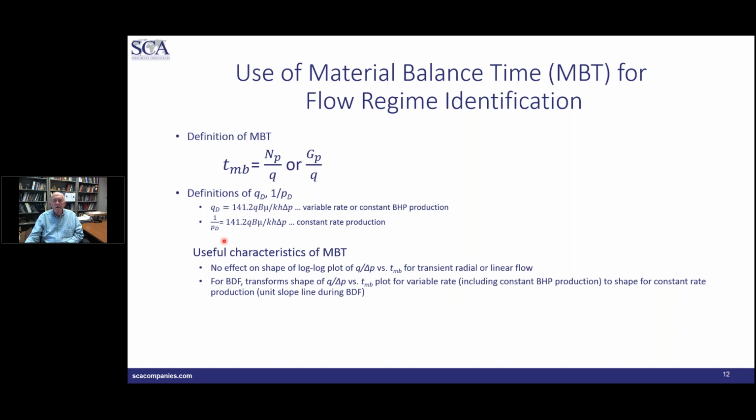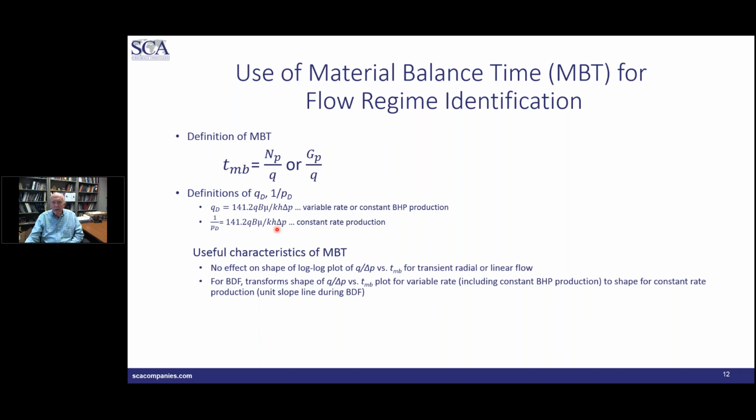Another solution to the flow equations that we can find is a solution for constant rate production. And we use the symbol P sub D for that solution. Notice that the reciprocal of P sub D has exactly the same form as the solution for constant bottom hole pressure. That is, the same terms are here. Of course, there's a difference in the quantities within these definitions. For constant bottom hole pressure production, delta P is constant and rate will be decreasing with time. For constant rate production, rate is constant and pressure drawdown will be increasing with time.